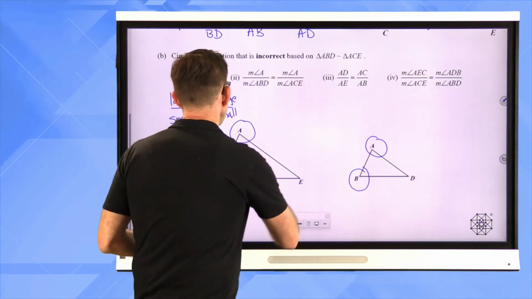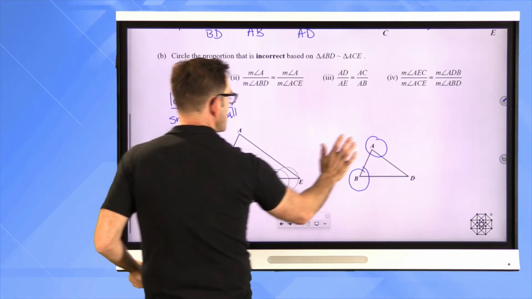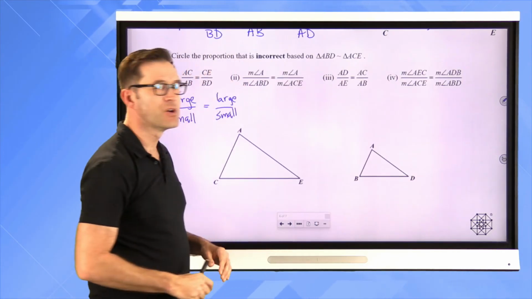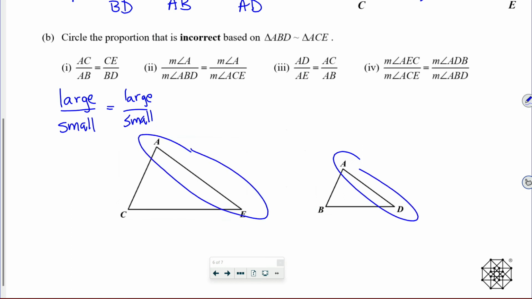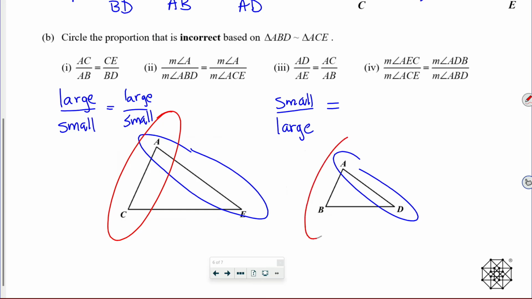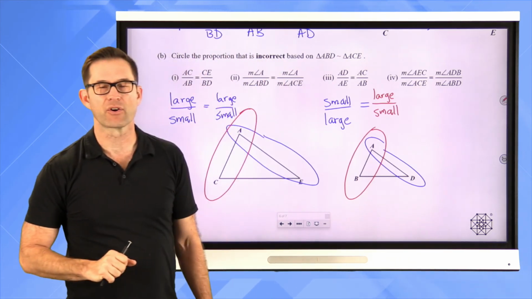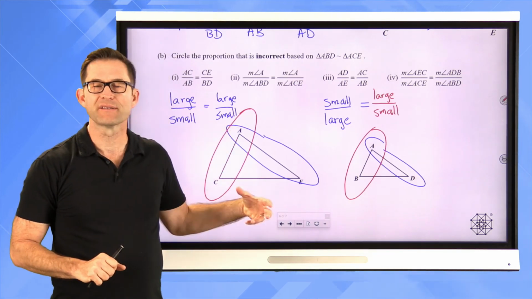Let's take a look back then at one that involves side lengths again. So in number 3, we've got AD divided by AE, so AD divided by AE. In that case that's small divided by large, is equal to, let me put this one in red just so that it's easier, AC divided by AB. That one's not correct. The order's got to stay the same.